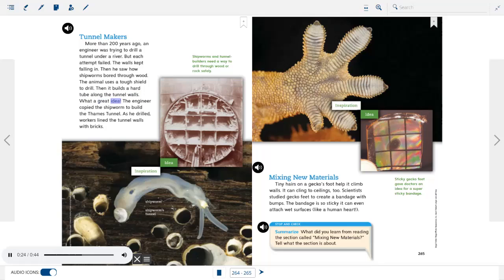What a great idea! The engineer copied the shipworm to build the Thames Tunnel. As he drilled, workers lined the tunnel walls with bricks. Inspiration. Idea. Shipworm. Shipworm's tunnel. Shipworms and tunnel builders need a way to drill through wood or rock safely.